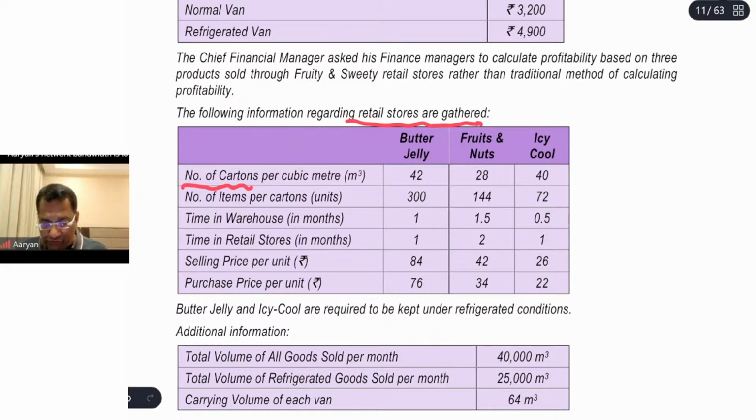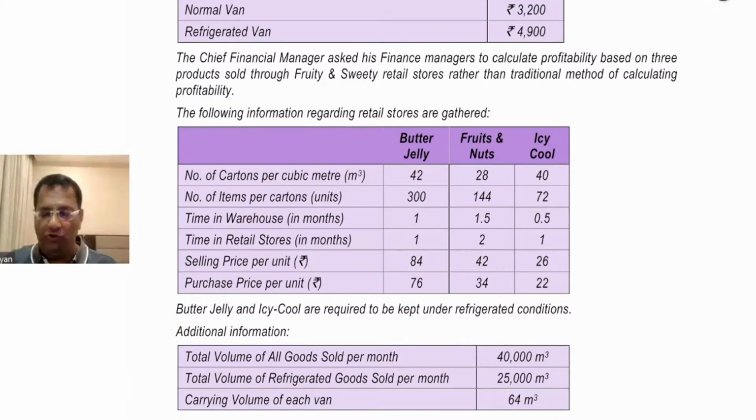Number of cartons per cubic meter. What is cubic meter? Length, width, and height. If we consider the height also, apart from the length and the width, that is known as cubic meter. So, a cubic meter में we can store 42 cartons of the first product, 28 cartons of the second product, and 40 cartons of the third product.